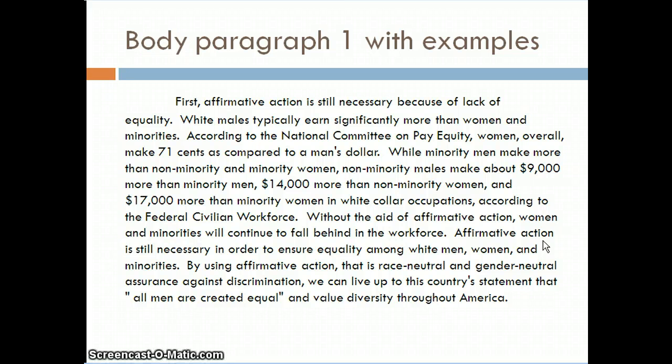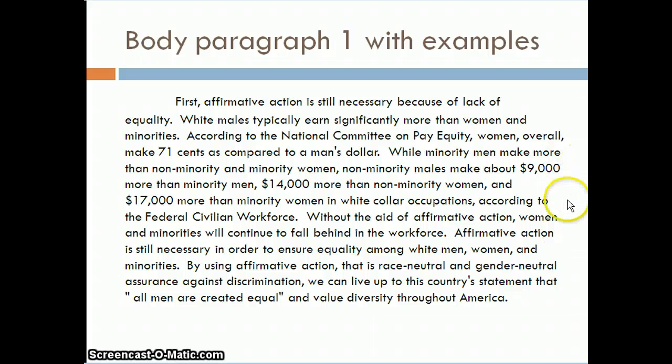Without the aid of affirmative action, women and minorities continue to fall behind in the workforce. Affirmative action is still necessary in order to ensure equality among white men, women, and minorities. By using affirmative action, that is race-neutral and gender-neutral assurance against discrimination, we can live up to this country's statement that all men are created equal and value diversity throughout America.